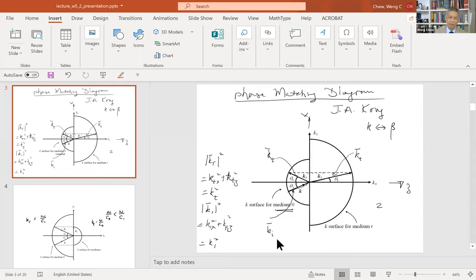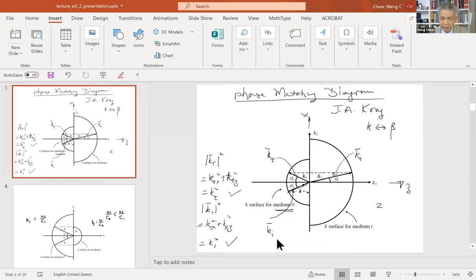These k vectors have been drawn in such a fashion that their kz or kx components are matched up with respect to each other. And then you can see that Snell's law applies. The incident angle has to be the same as the reflected angle. If you were to project out the z component or the x component of this k vector, it should be equal to the other k component. But the k vectors are of different lengths. The k vector is of this length in medium 2, or medium T, and the k vector is of this length in medium 1.